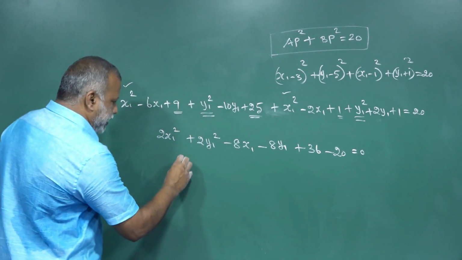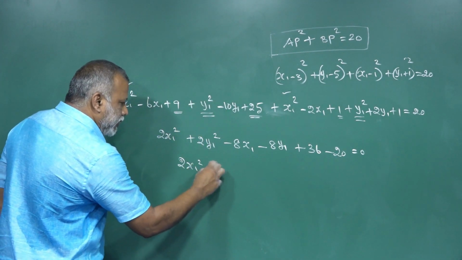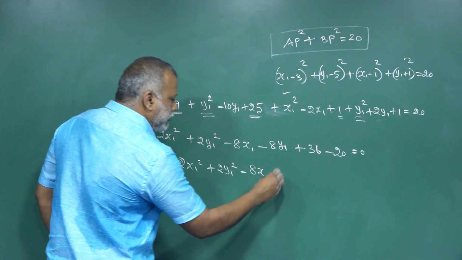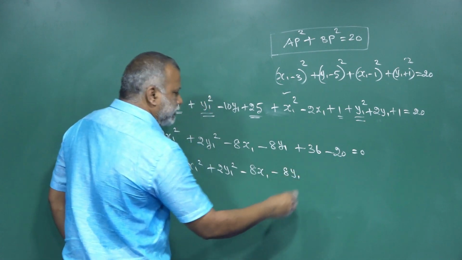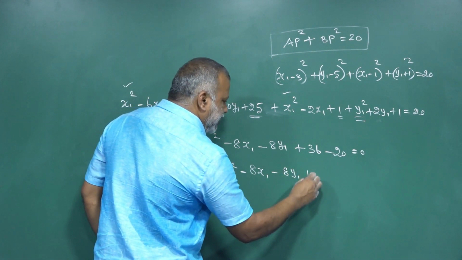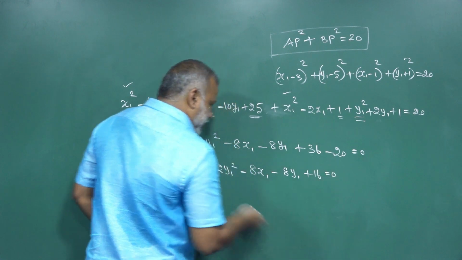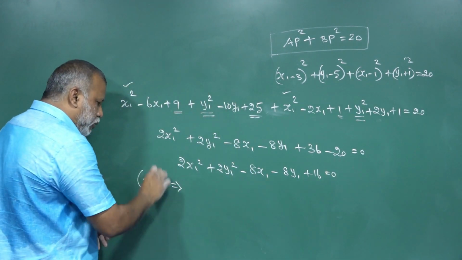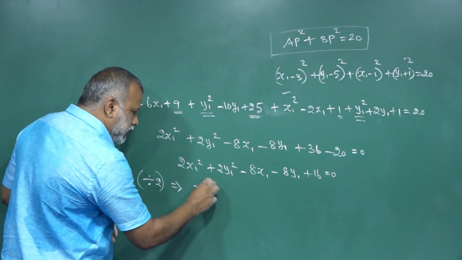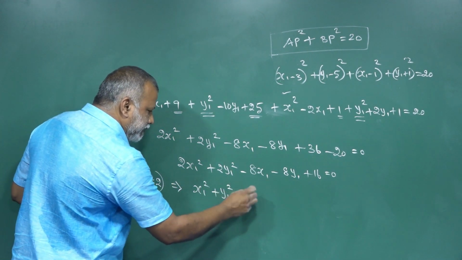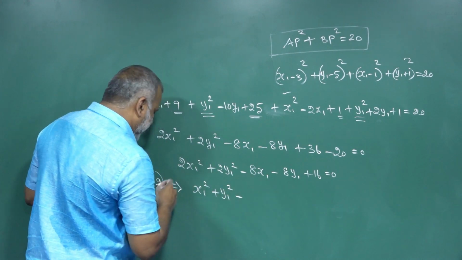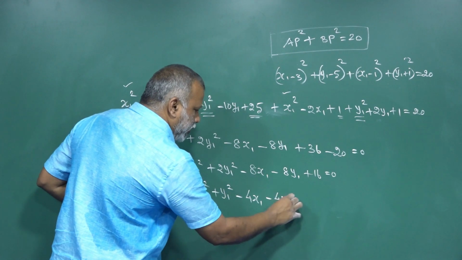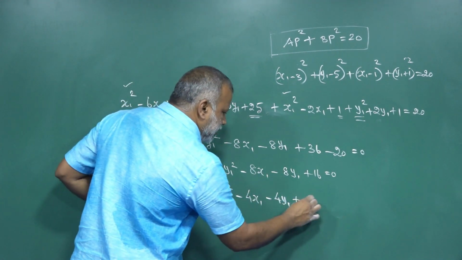Now we can simplify: 2x1 squared plus 2y1 squared minus 8x1 minus 8y1, plus 36 minus 20, which gives 16. This can be simplified by dividing by 2. So we get x1 squared plus y1 squared minus 4x1, minus 4y1, and 16 divided by 2 gives positive 8.